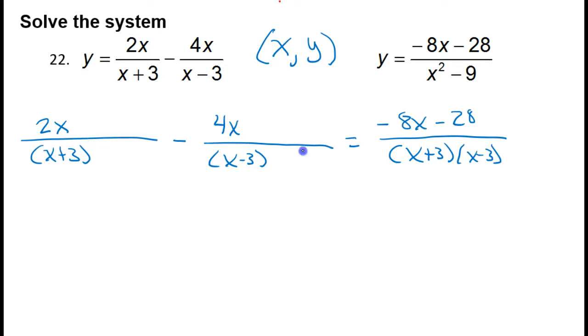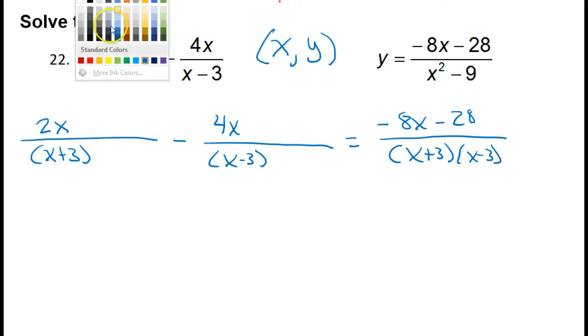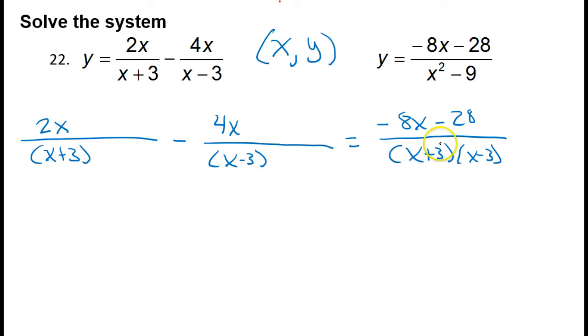Okay, and now you'll see why I left this extra space here, because one way of solving rational equations is to make all the denominators the same and then cancel out all the denominators. And that's the method I'm going to use. There are other methods.